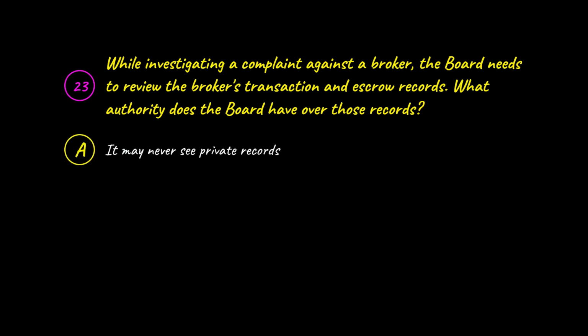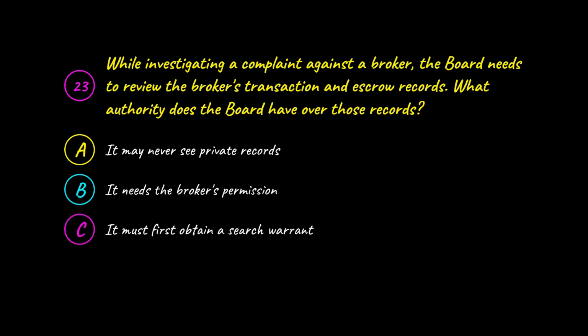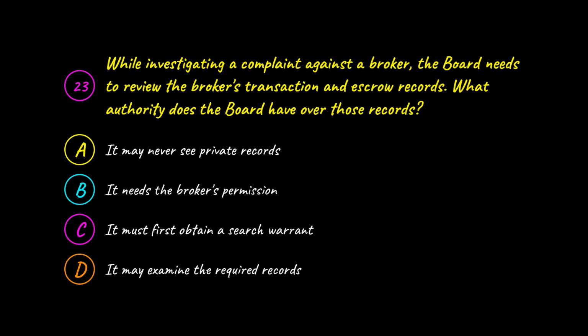Question 23. While investigating a complaint against a broker, the board needs to review the broker's transaction and escrow records. What authority does the board have over those records? Your options are: A. It may never see private records. B. It needs the broker's permission. C. It must first obtain a search warrant. D. It may examine the required records. Don't overthink it. Which one feels right?